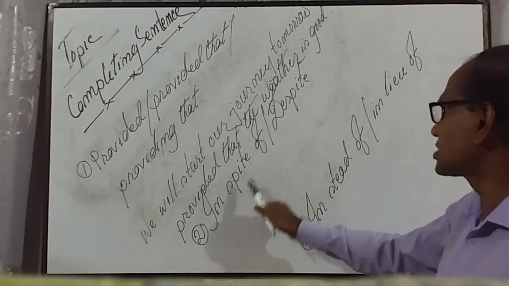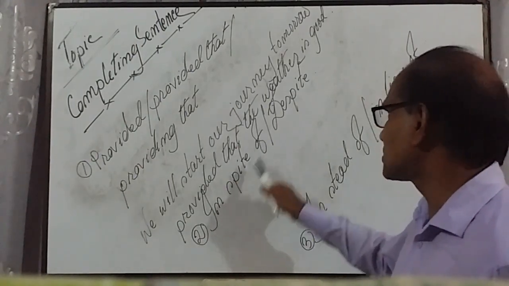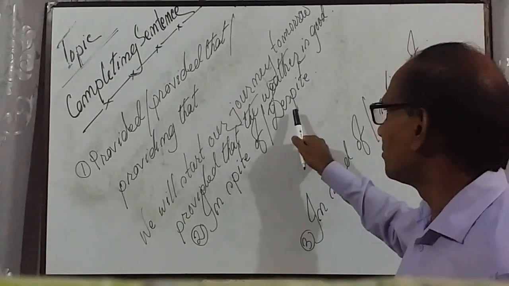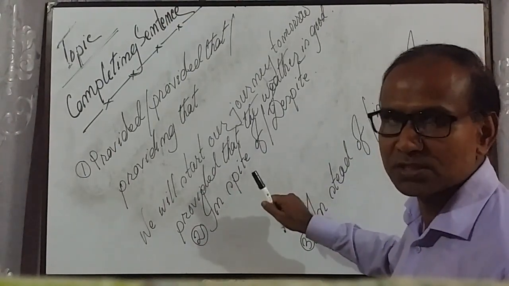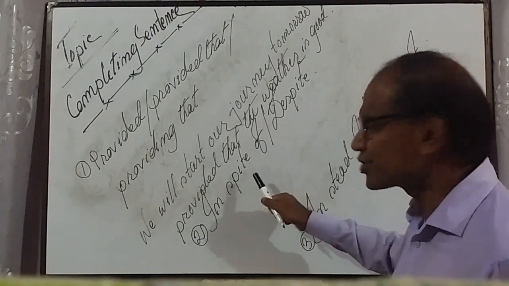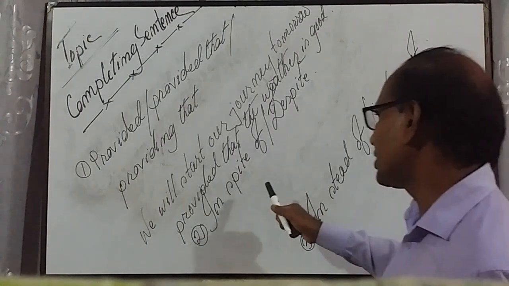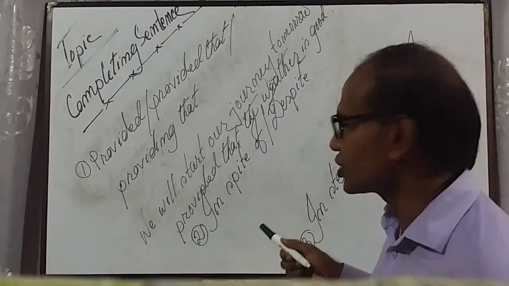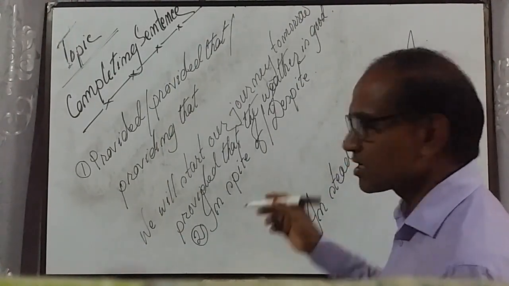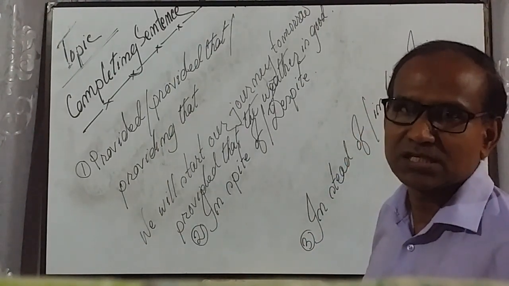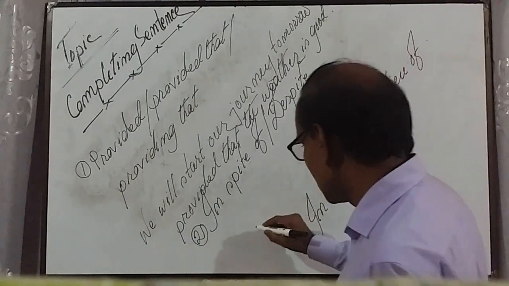Next one: in spite of, despite. In spite of is a phrase, despite is a single word; both are used for the same purpose. It means "shotteo" in Bangla, but in order to write something in English using in spite of or despite, you have to make some opposite sense. You know what I mean? Let me write it down.